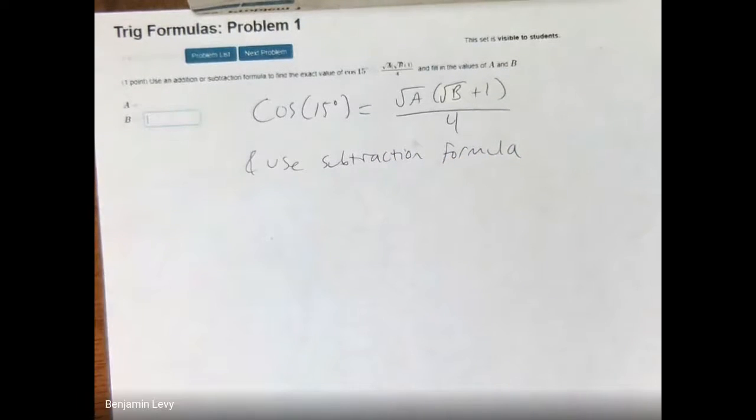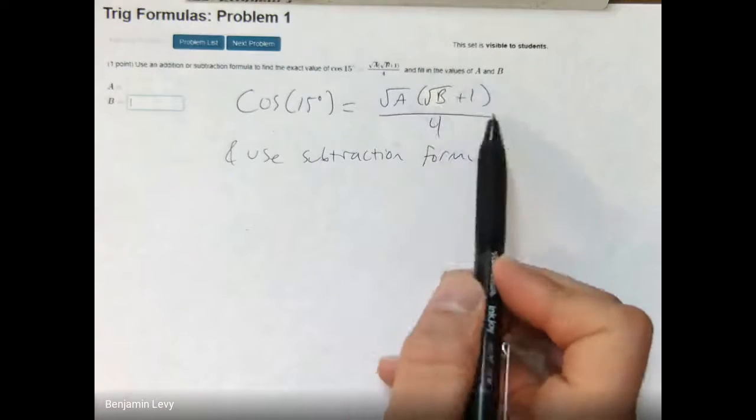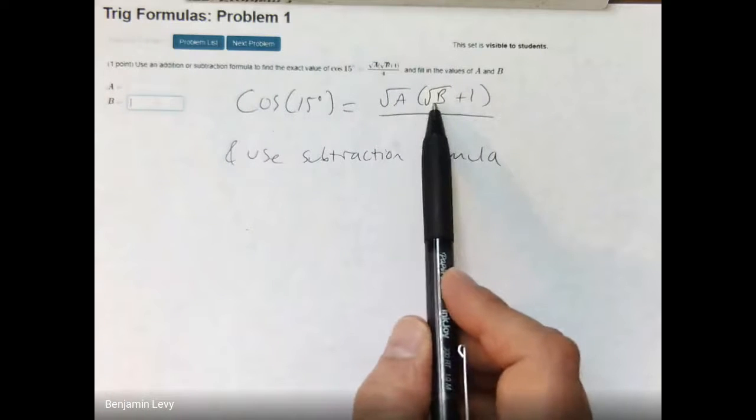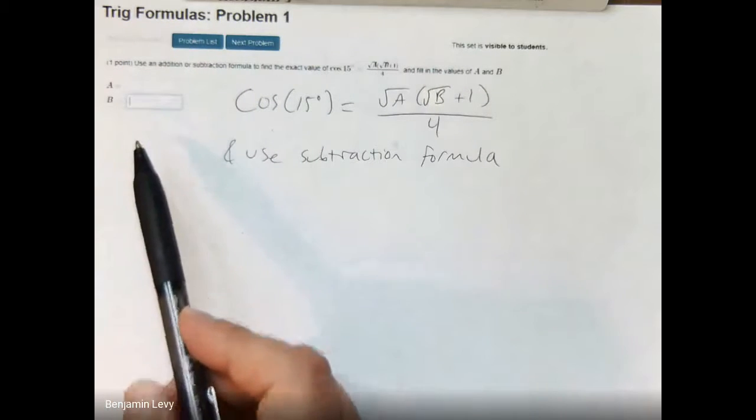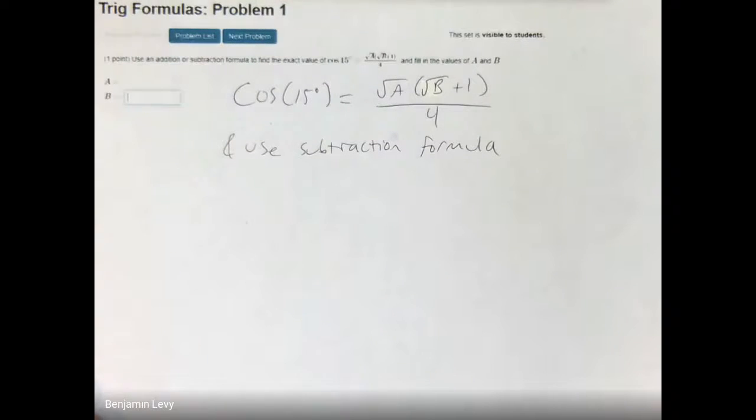So this is the problem setup. It's telling you what the answer is going to look like. It's going to look something like this, and then it wants you to enter in the a and the b. So it's going to have square roots in it, and it's saying what's under the square root, and it's telling us to use a subtraction formula. So that's the setup.